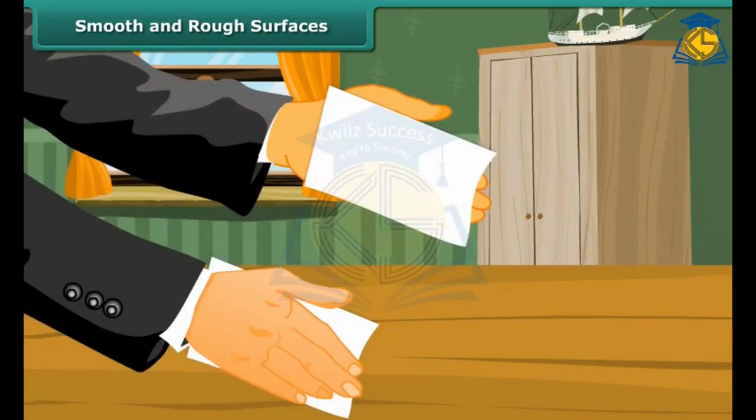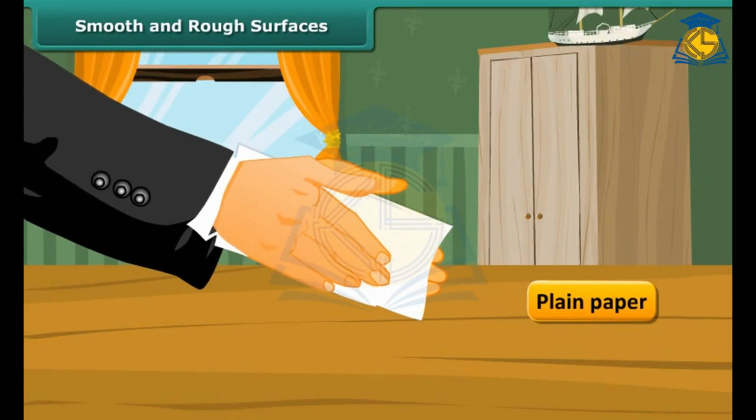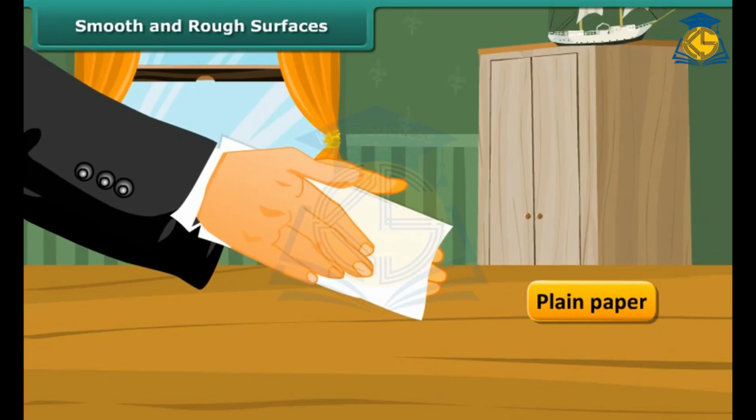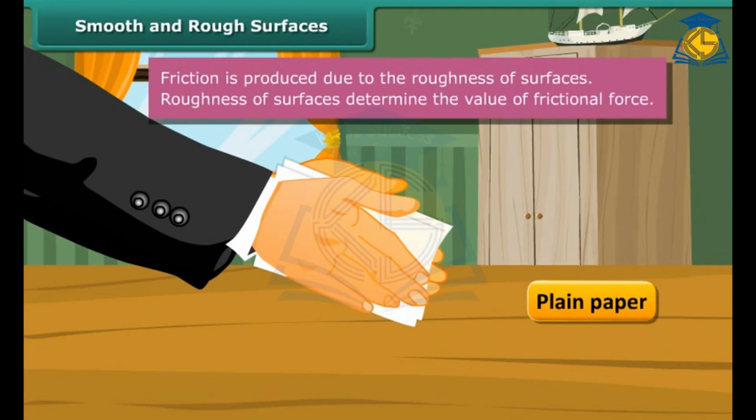But when we try to move one plain paper over the other, movement is smooth as compared to sandpaper. Thus, the roughness of sandpaper is more than that of the plain paper. So we can say that friction is produced due to the roughness of surfaces. Depending on the roughness of surfaces, the value of frictional force can be more or less.